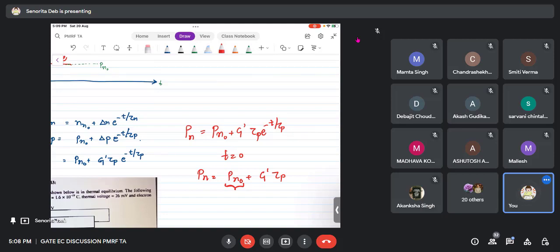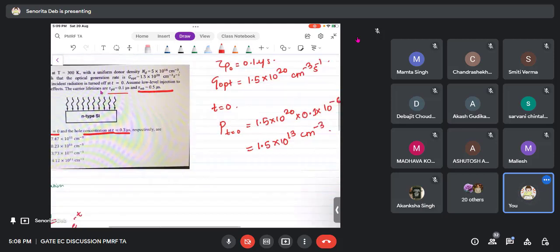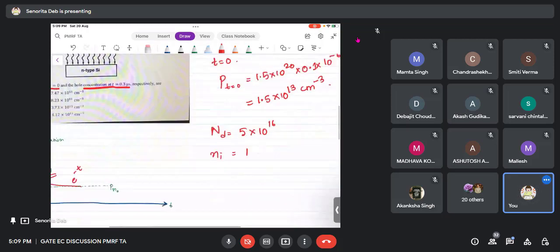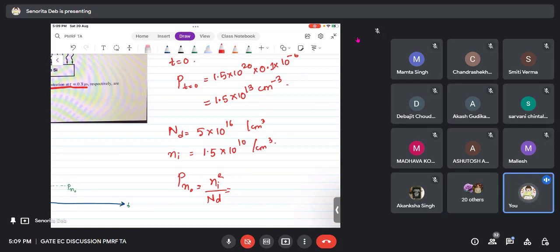How did I find out Pn naught is negligible? What is Nd? 5 into 10 to the power 16. What is Ni? Ni is not given here, but you should remember Ni is 1.5 into 10 to the power 10, all in per centimeter cube. So Pn naught will be Ni square by Nd, and this comes out to be around 4500 per centimeter cube.